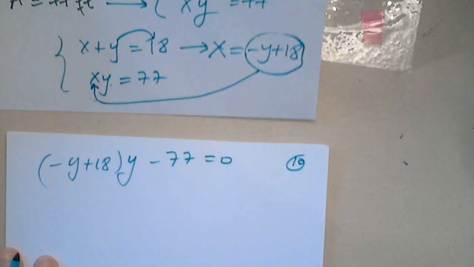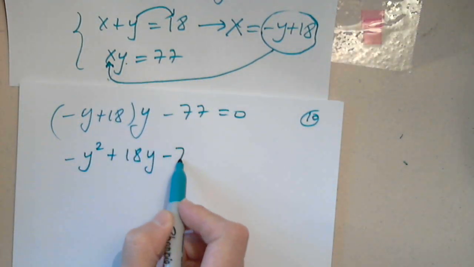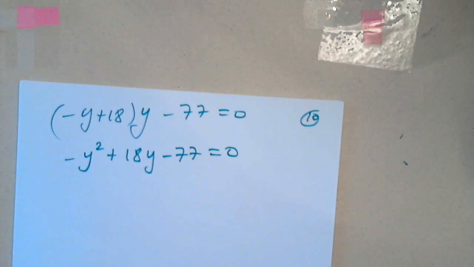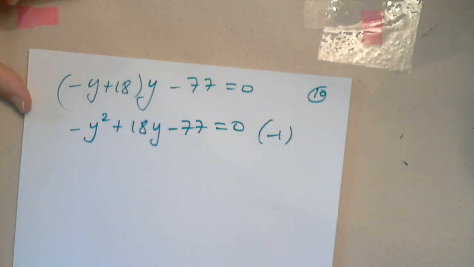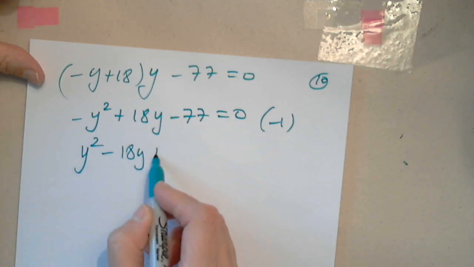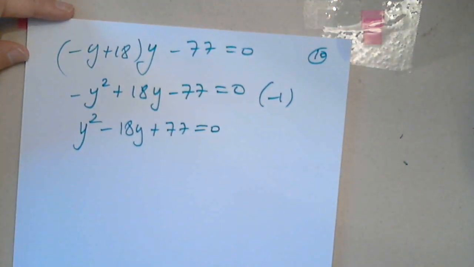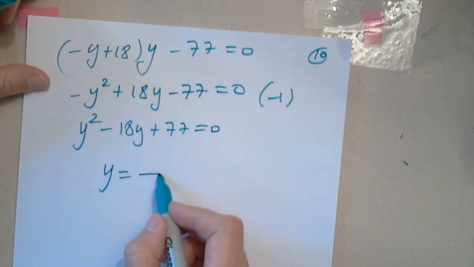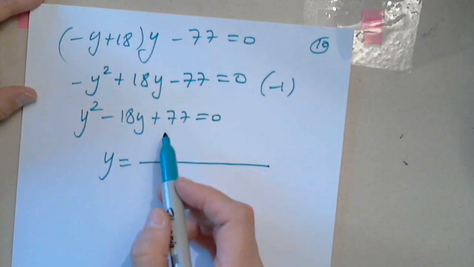Do your thing by distributing, etc. Negative y squared plus 18y minus 77 equals 0. Of course, I will multiply both sides by negative 1. Y squared minus 18y plus 77 equals 0. If you don't want to spend the time to factor, that's fine. We have to review the quadratic formula for tests anyway.